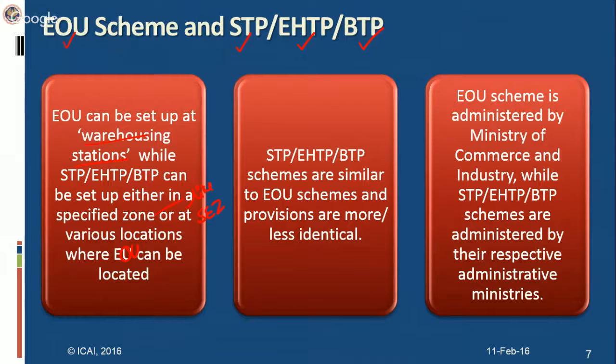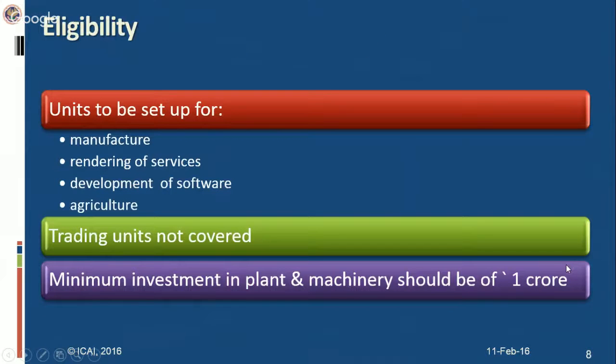Second difference is the authority which administers them. EOU is administered by the Ministry of Commerce, whereas STP and EHTP are administered by the Ministry of IT, Information Technology, and BTP is administered by the Ministry of Biotechnology. So their administering authorities are different, and the places where they can be set up have a minor difference between them. Now, what is the eligibility for EOU?